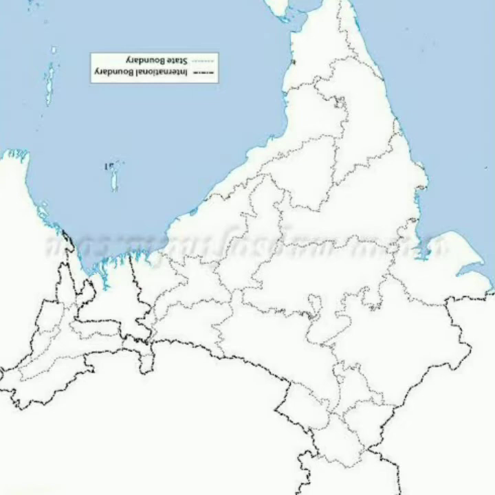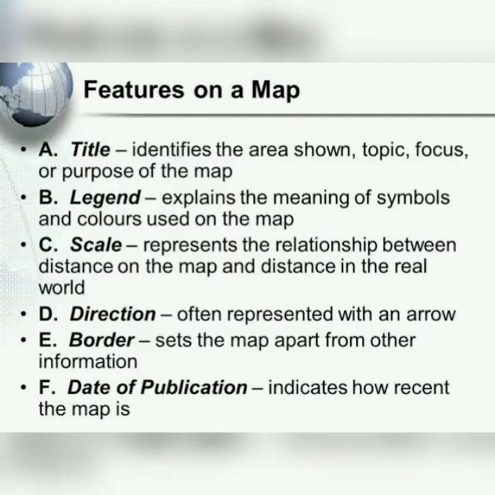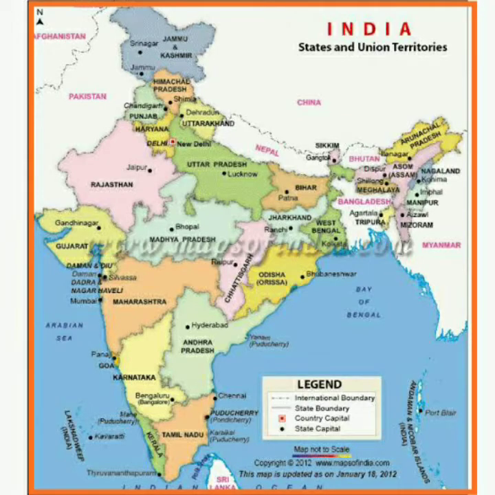The fifth salient feature of a map is its borders. It should set the map apart from other information. Your map should have a border specifying what sort of information you are providing in the map and what sort of information you are providing as the reference in the lower part of the map.